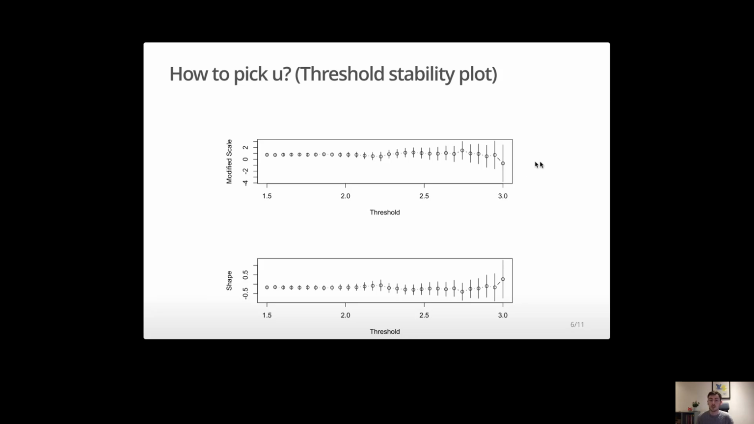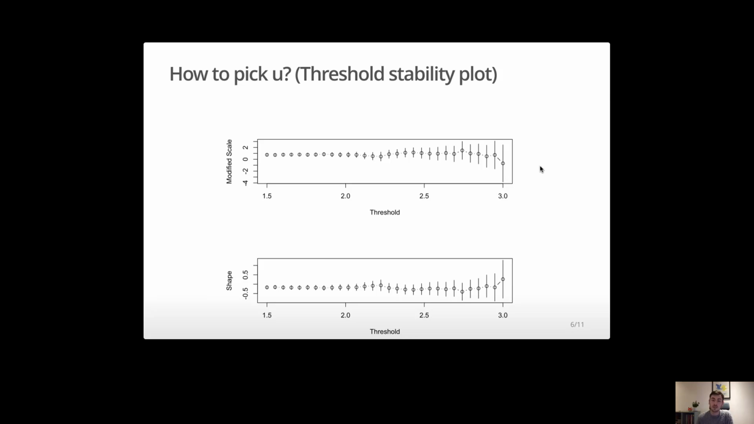Here the circles represent the point estimates and the vertical lines represent the 95% confidence intervals. For higher thresholds, these confidence intervals are wider because we're using far less data to estimate the parameter values, so our estimates are less precise and our intervals are wider. For low thresholds, we've got much more data. Those intervals become much narrower.